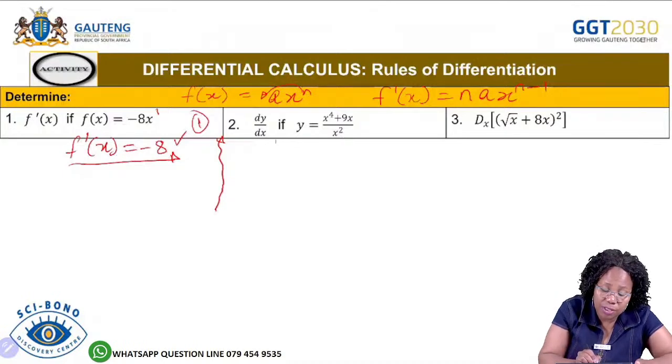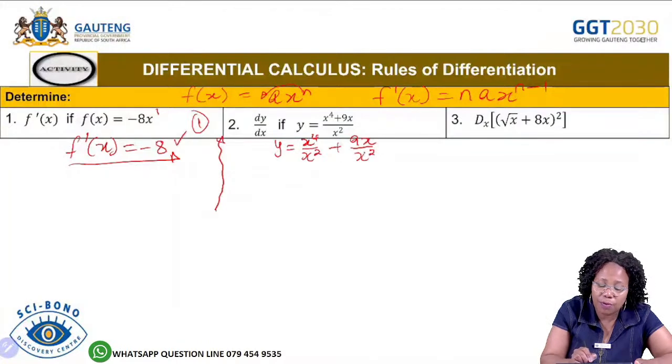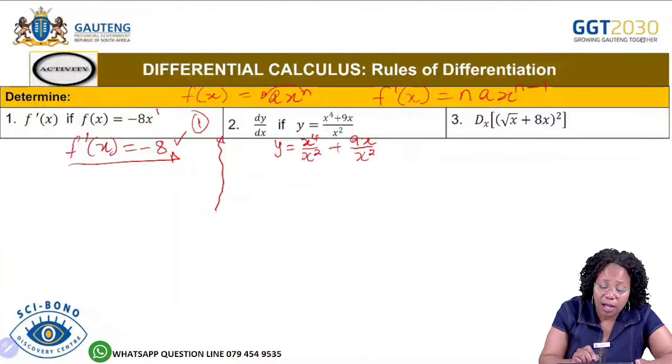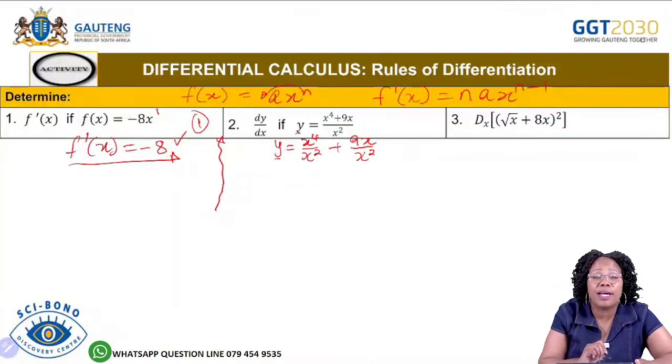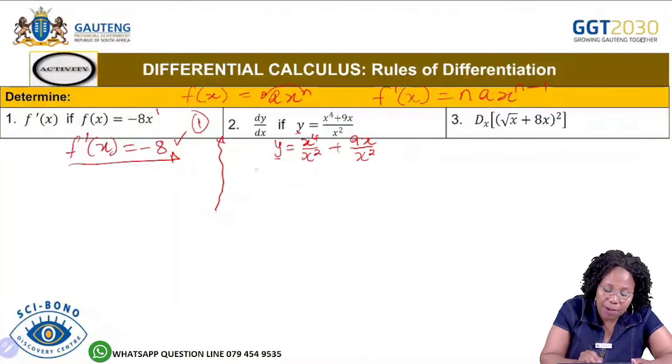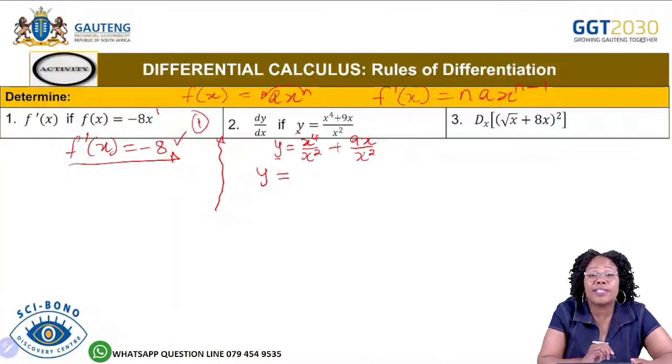Now we take this to its initial fraction form. This was x to the power 4 over x squared plus 9x over x squared before we take the common LCM, which is x squared there. And then now from here, look at the notation here. I am still using that y as it is because I have not yet started deriving. Okay, and then now we are busy simplifying the y equation. We are not yet deriving.